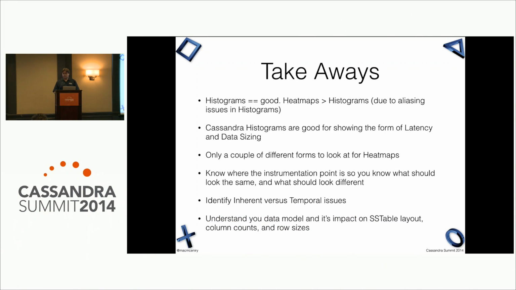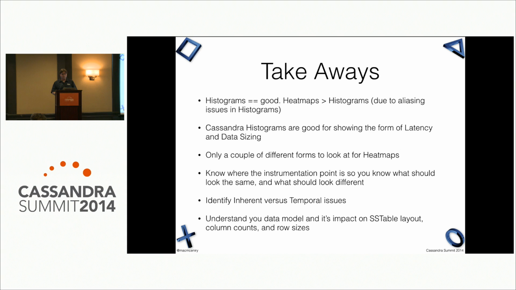So if you really want the quick takeaways, basically histograms are good, heat maps are better. There are some timing issues that you run into straight with histograms. Cassandra histograms are a good way to show the form of latency and data sizes. That's pretty much all you'll get out of them.